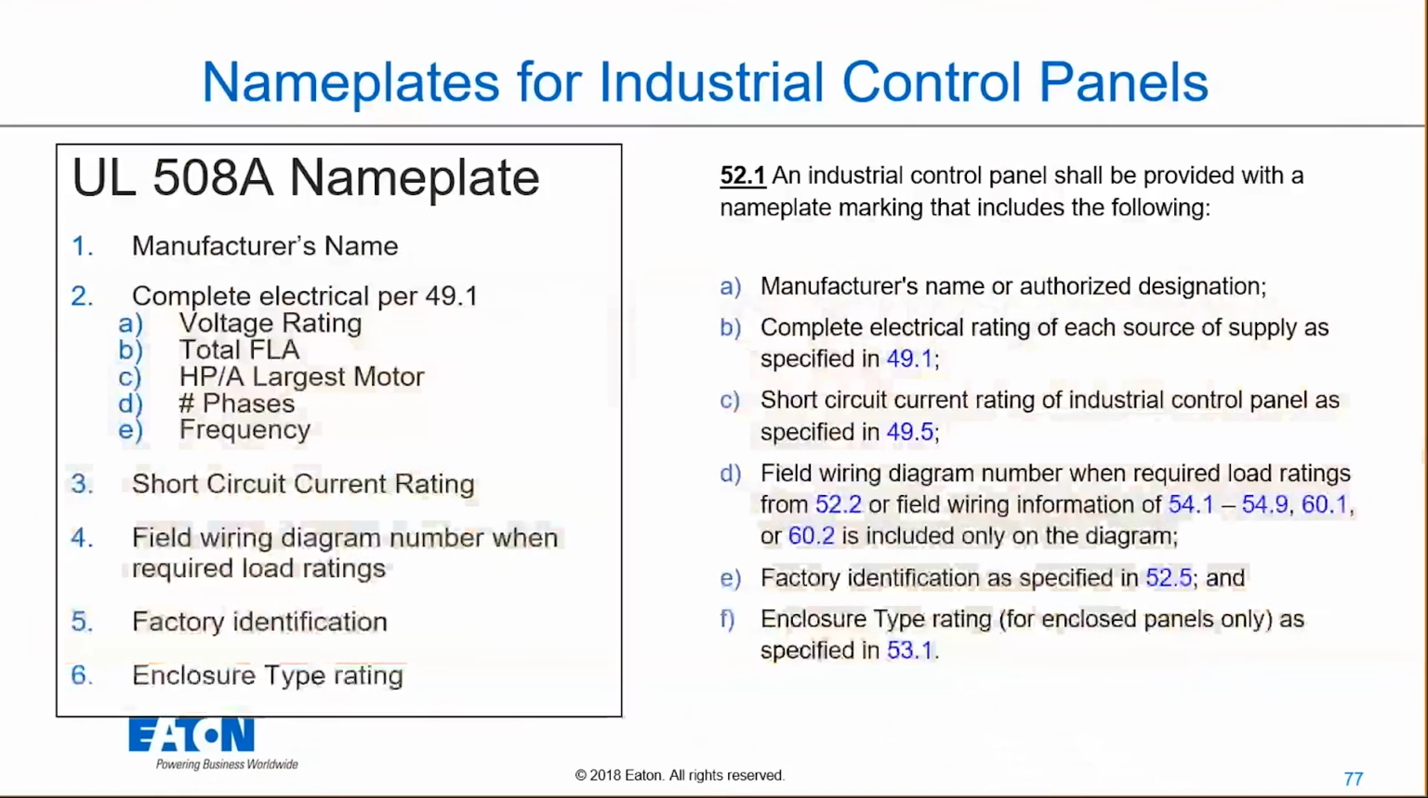So, some other topics to study. A couple of things I want to make sure you're aware of is what your nameplates have to look like. When you look at 52.1, an industrial control panel shall be provided with a nameplate marking that includes the following. You have to put your name on it, the complete electrical rating of each source of supply, so your voltage ratings and other device things, your short circuit current rating, and the field wiring diagram. You want to put any kind of factory identification, and you want to put the enclosure type on this panel. So under 52.1, this is what you have to rate.